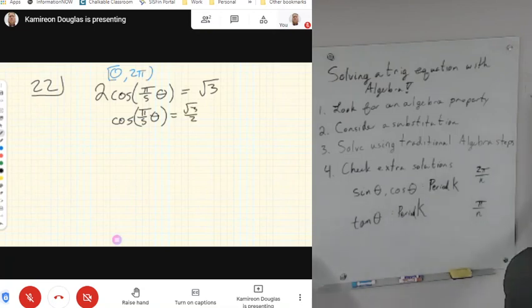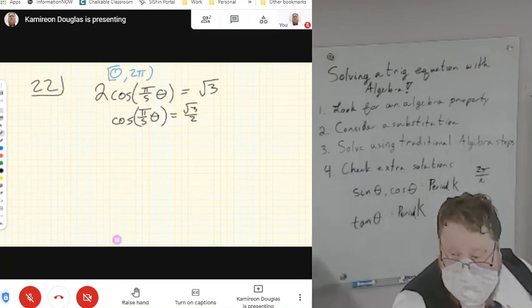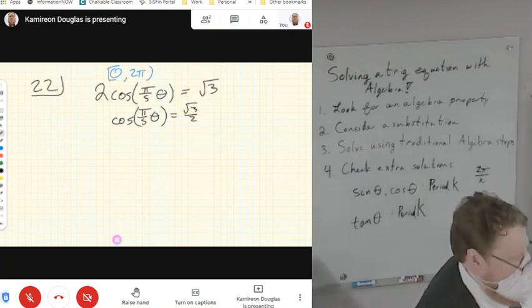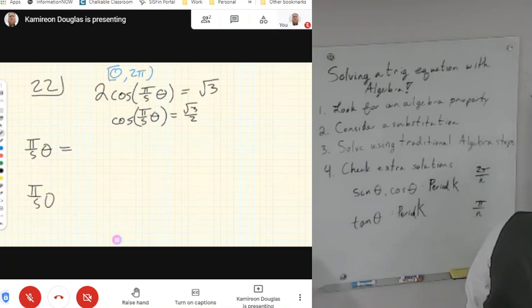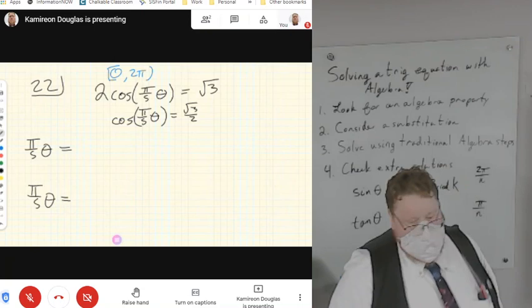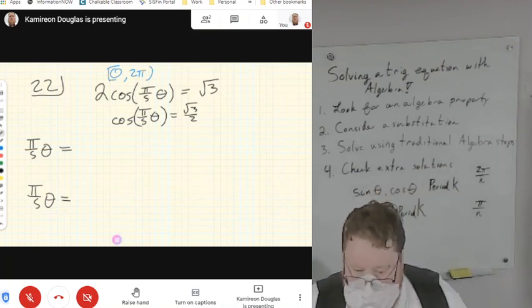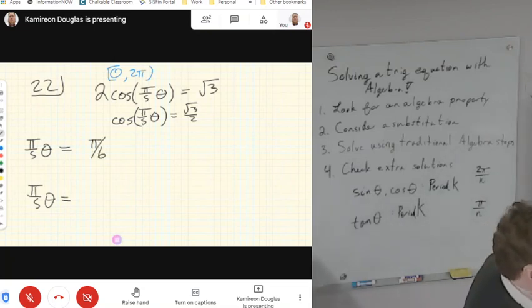Now, the unit circle will solve for the base ones. We can then manually solve for the right ones using the period. So I'm going to write pi over 5 theta equals, from the unit circle, where does the cosine function equal square root of 3 over 2? Pi over 6. What was the other one? 11 pi over 6, yeah.